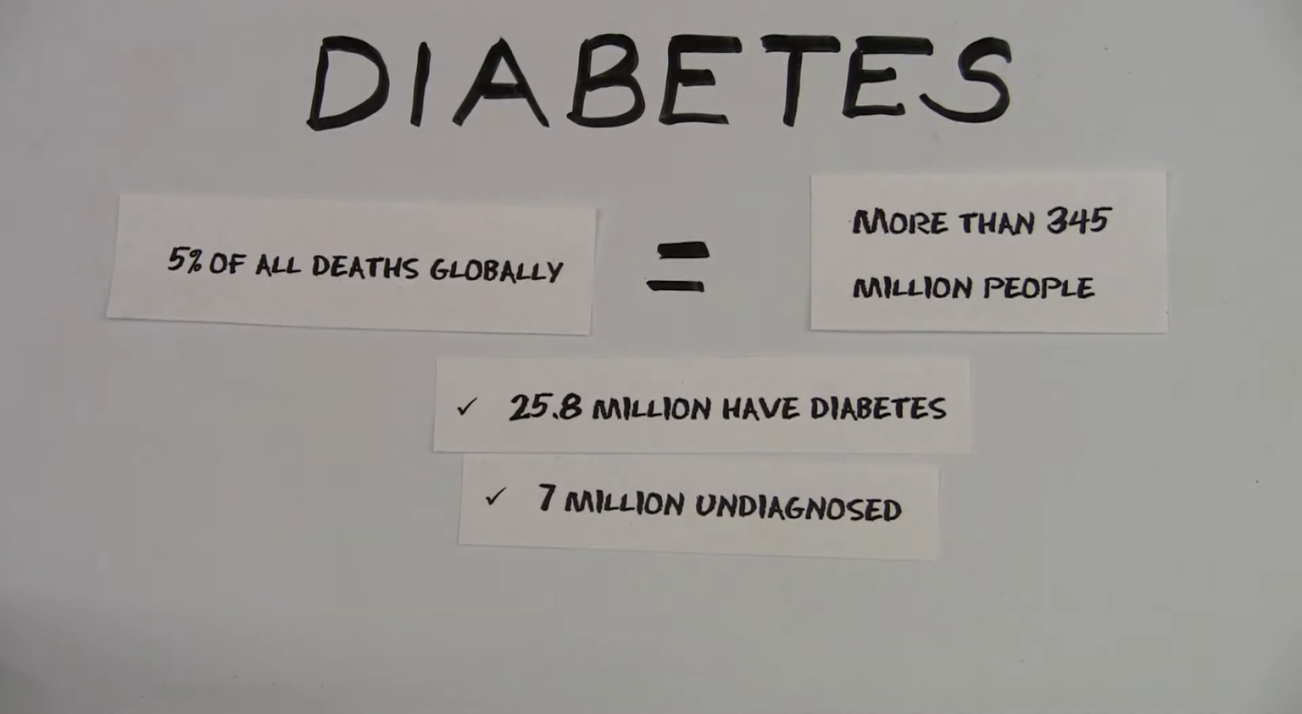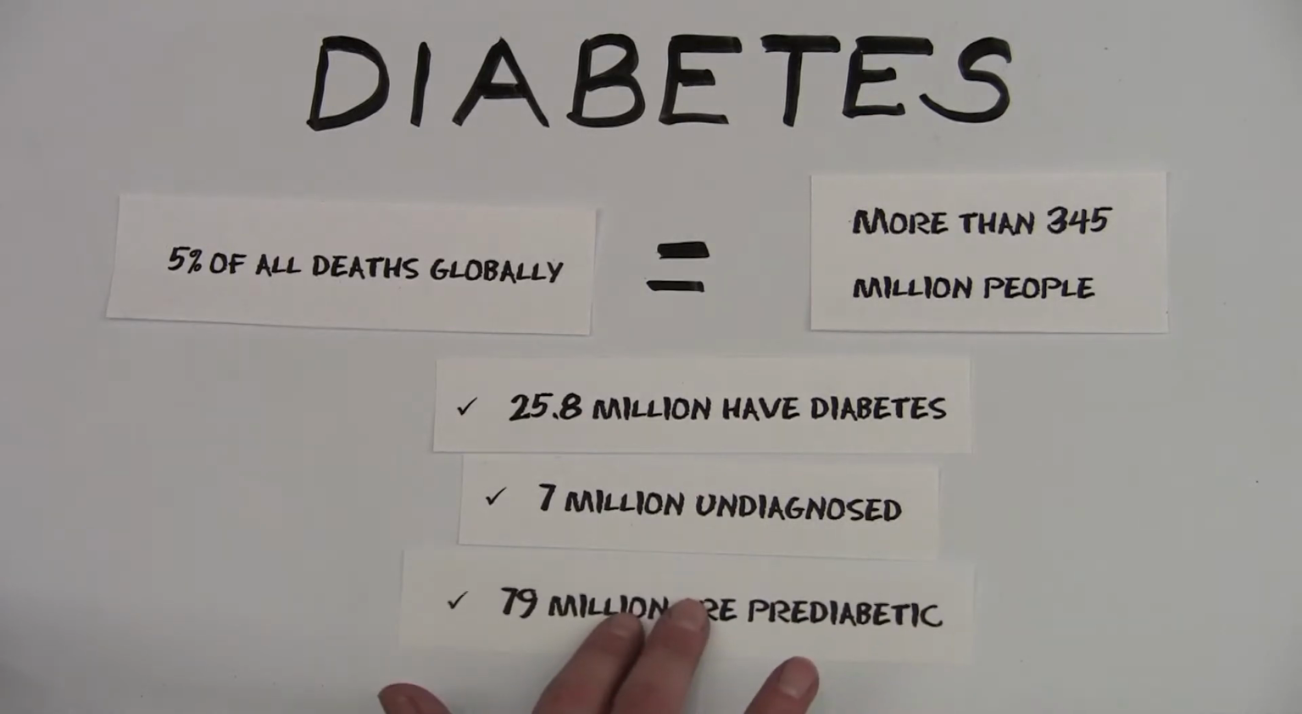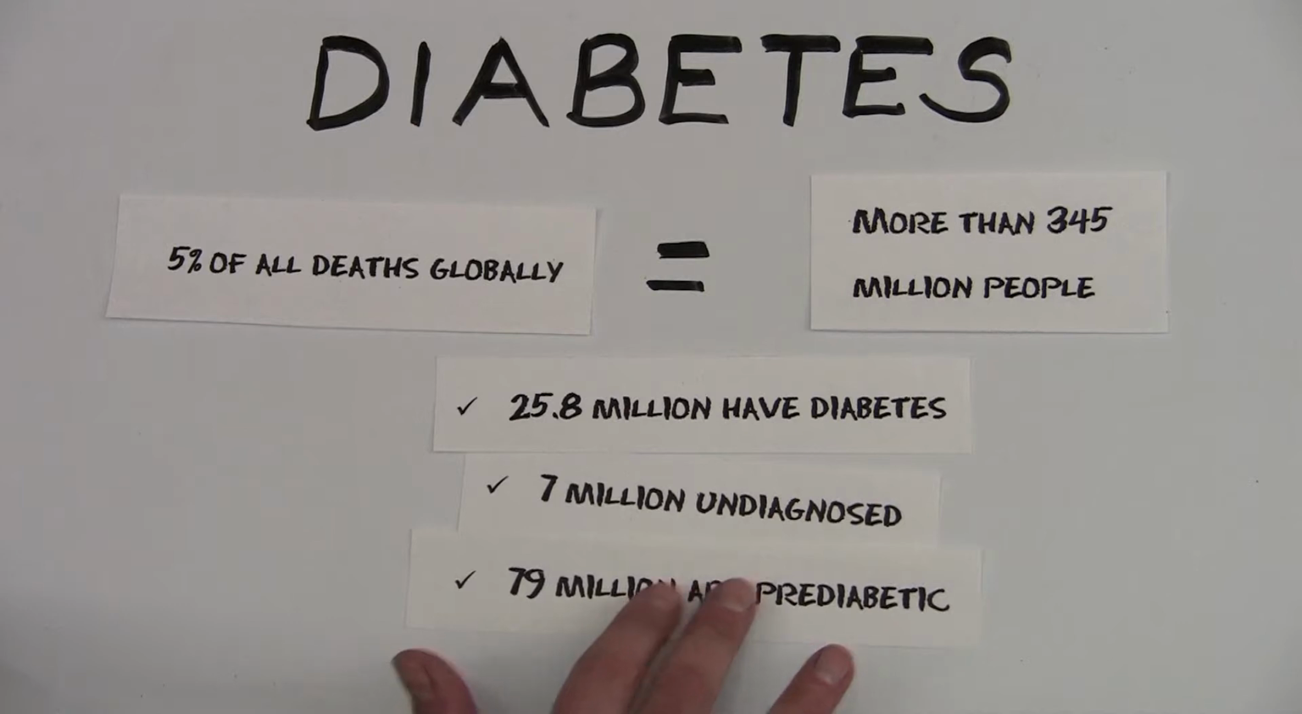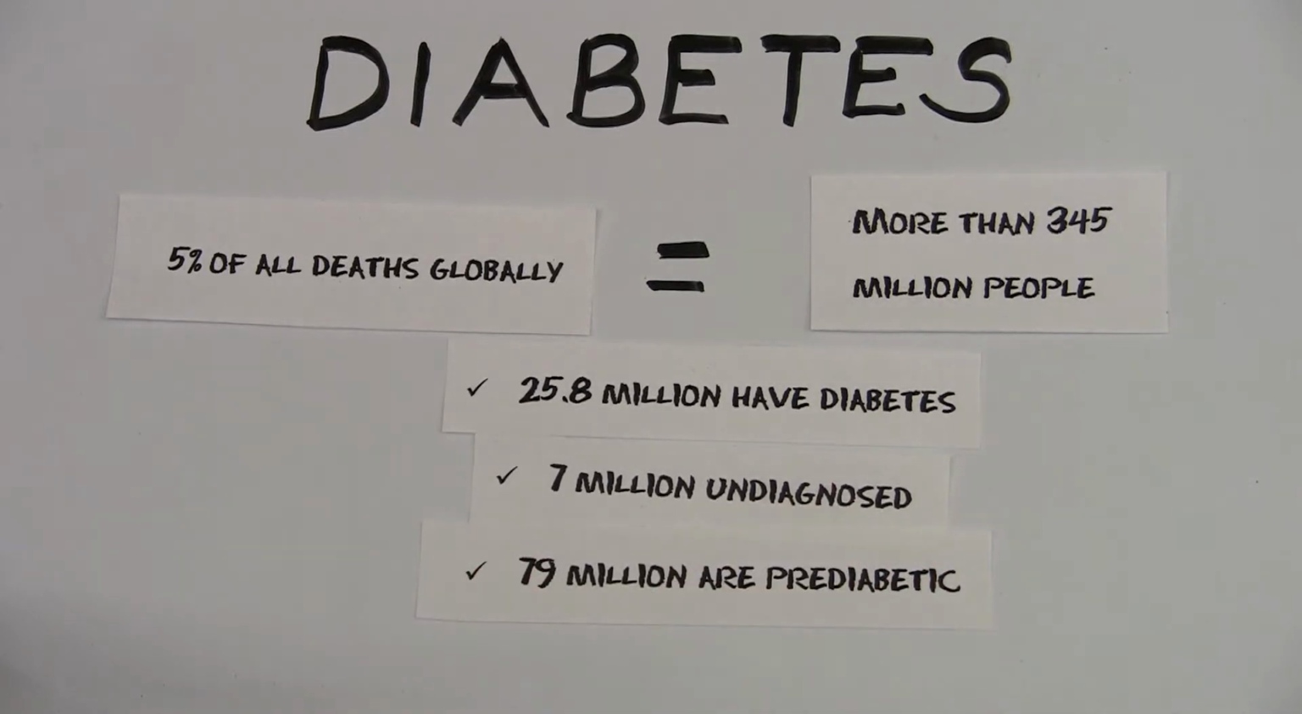Additionally, 79 million people are currently considered to have prediabetes based on their fasting glucose and A1C levels, which we'll talk more about later. Adults are not the only ones affected by diabetes. Reports of type 2 diabetes in children have increased worldwide. Roughly 1 in 400 kids have diabetes.